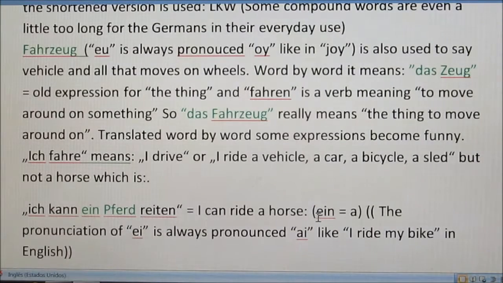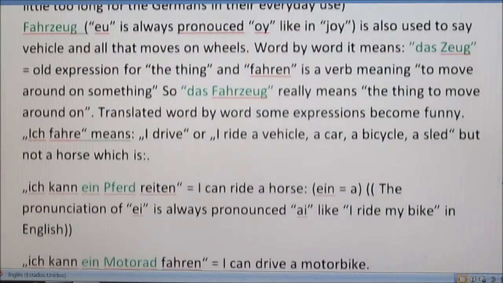Ein. EI is always pronounced I. Like I ride my bike. You see, I. Ich reite. Ich reite. Not so difficult.